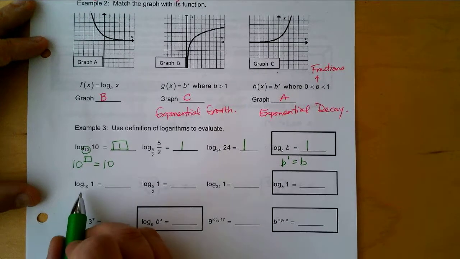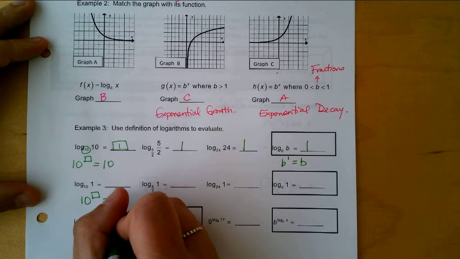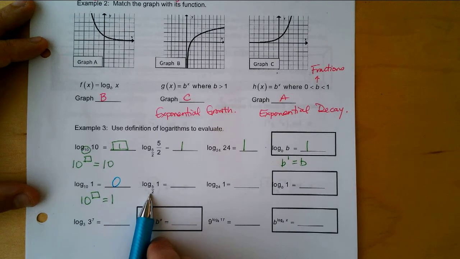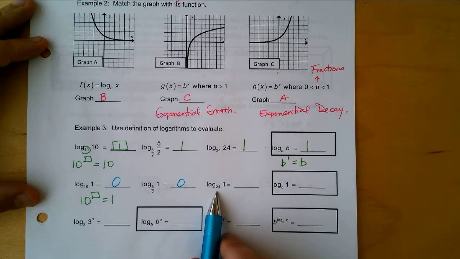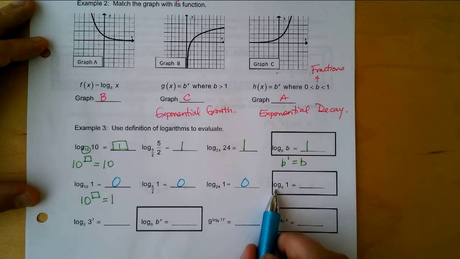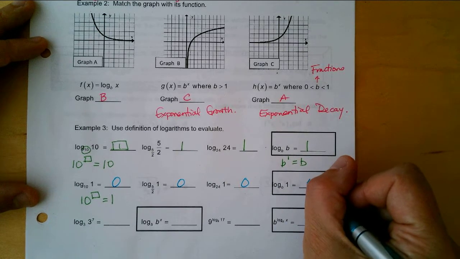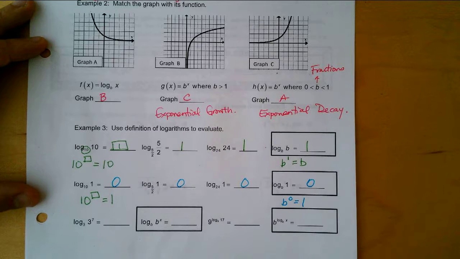What about this one? Log base 10 of 1. So again, this is saying 10 to the what power is equal to 1? 0. 10 to the 0 power is equal to 1. 5 to the what power is equal to 1? Also 0. 24 to the what power is equal to 1? Also 0. So we can come up with a rule then: whenever we have log base of 1, it's always going to be equal to 0 because the base to the 0 power equals 1. Okay.